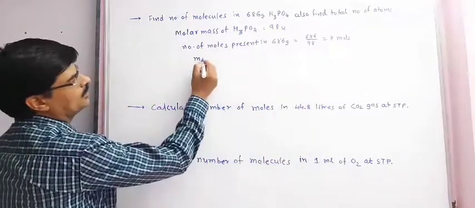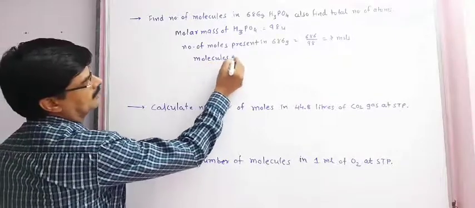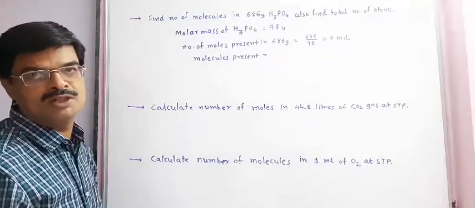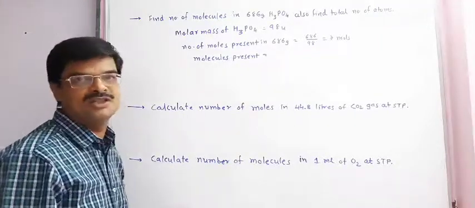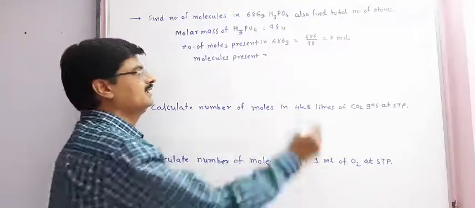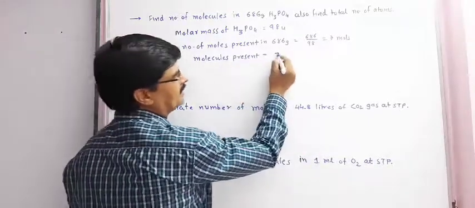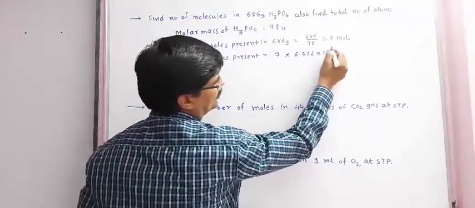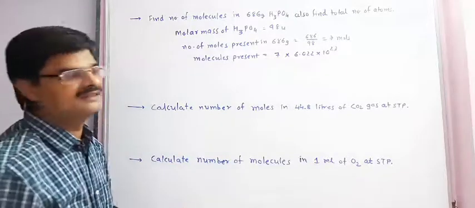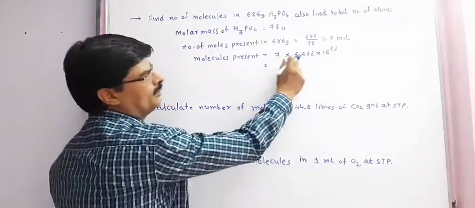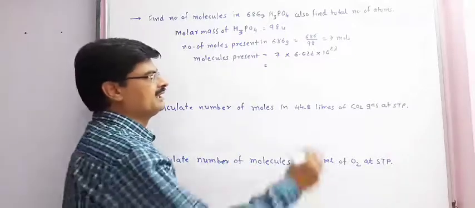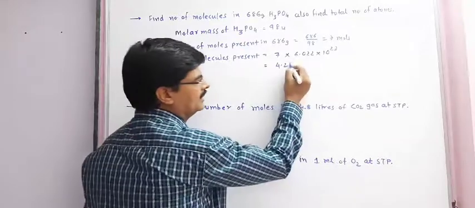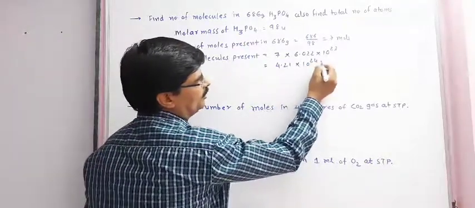Now, molecules present: 1 mole means Avogadro number, 6.022 into 10 raised to 23. Therefore, molecules present is equal to 7 moles, 7 into 6.022 into 10 raised to 23. On simplification, we get 42 into 10 raised to 23. But to write it in scientific notation, we can write it as nearly 4.21 into 10 raised to 24 molecules.